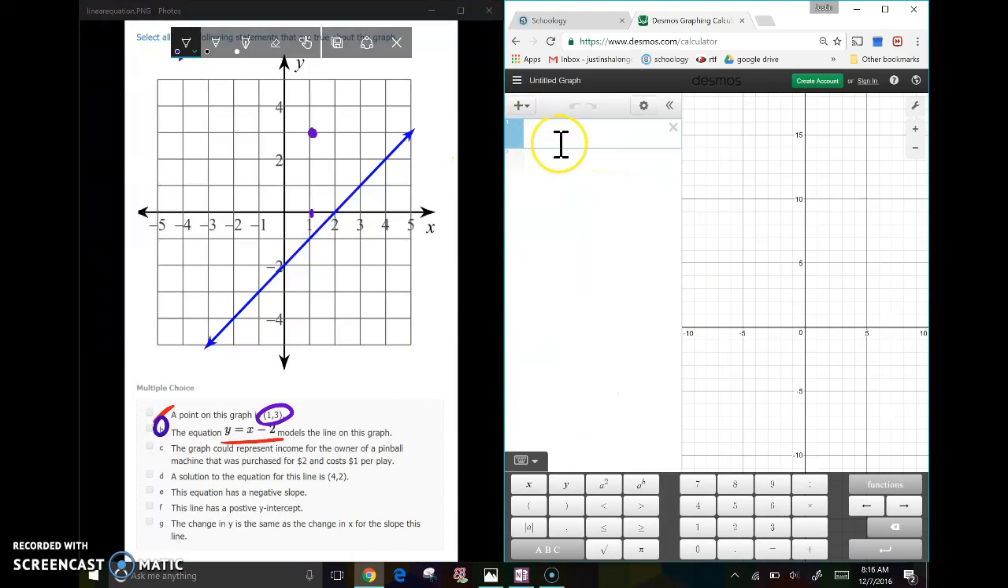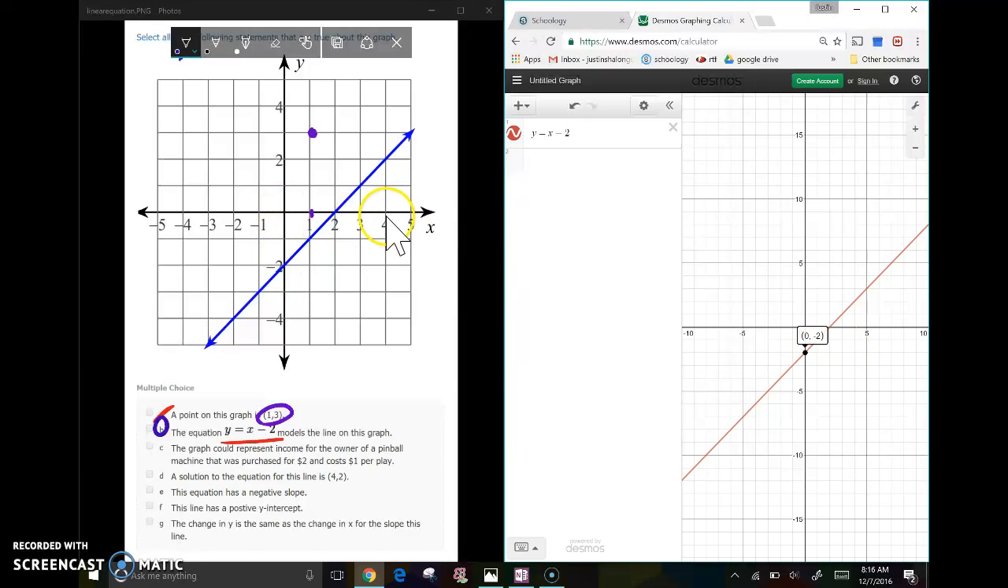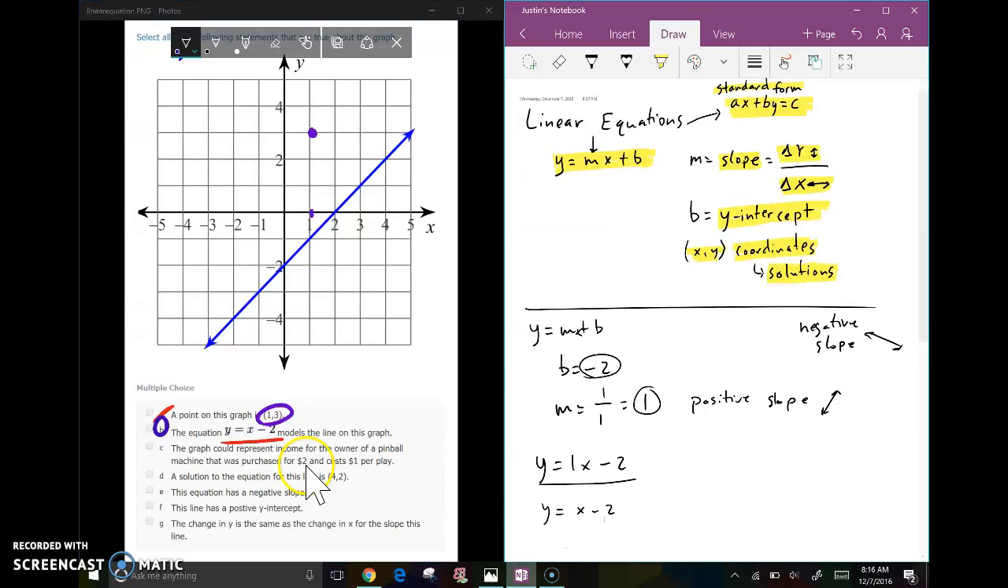So y equals x minus 2, and I can look, okay, is the line the same? Let's see, that point right there is (0, -2). This point right here is (0, -2). Good. It's crossing the x-axis at 2, which means it's (2, 0). Okay, this looks like the same line. Good. Just wanted to test it out.